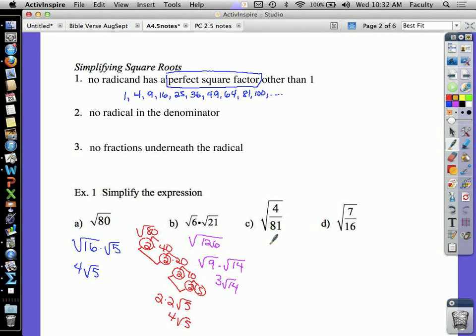Alright, then in letter C, I'm going to use my quotient property and break it apart as the square root of 4 over the square root of 81, and that's 2 over 9. In letter D, let's make that the square root of 7 over the square root of 16. So that's the square root of 7 over the number 4. Notice, if I check my list for simplifying square roots, I've met criteria 1, 2, and 3 in each of these.